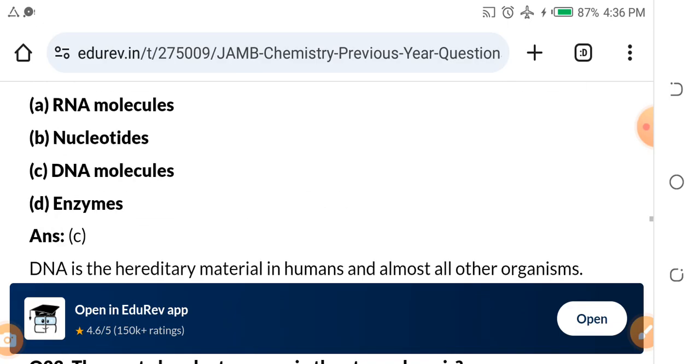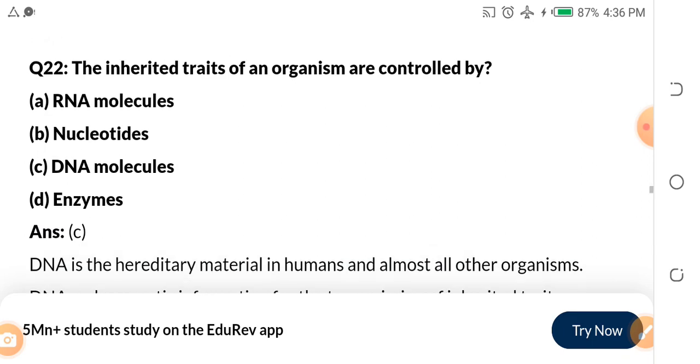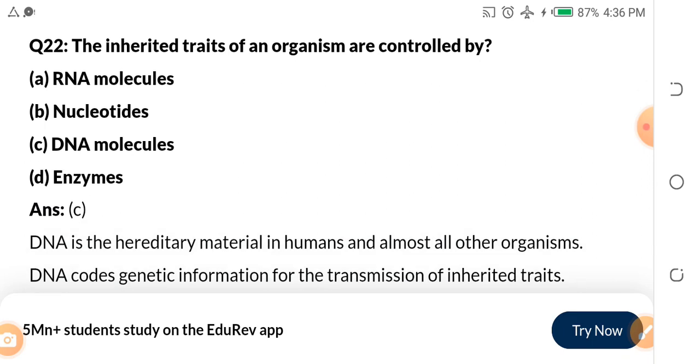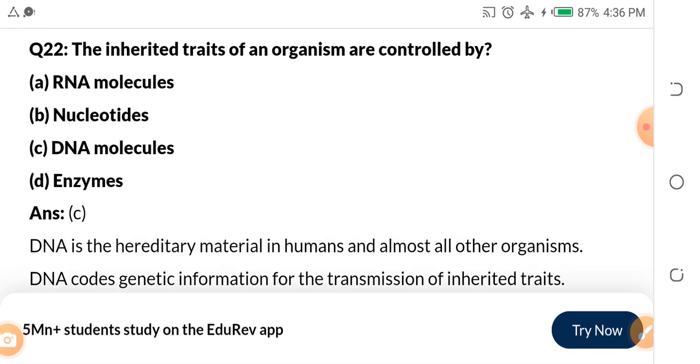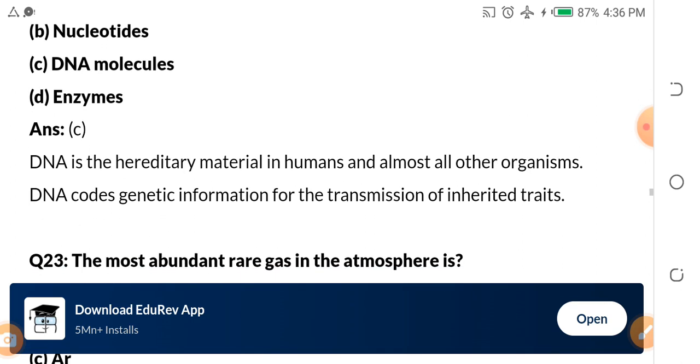Okay, let's move on. The inherited traits of an organism are controlled by dash. Even though this question often arises in biology, it's also handled in chemistry, because what happens in our body is also a kind of chemical reaction, like digestion, combustion, and all the rest. The inherited traits of an organism are controlled by dash. A, RNA molecules. B, nucleotides. C, DNA molecules. D, enzymes. The answer is DNA molecules.